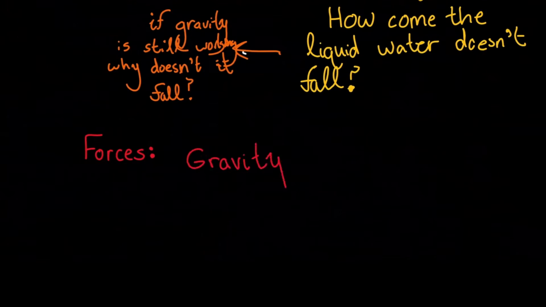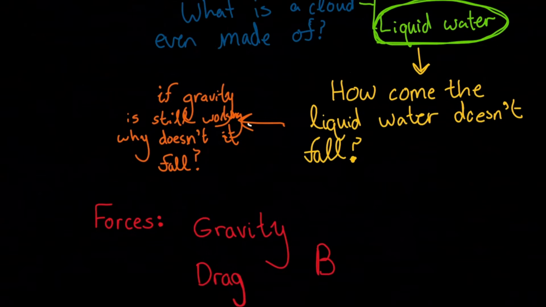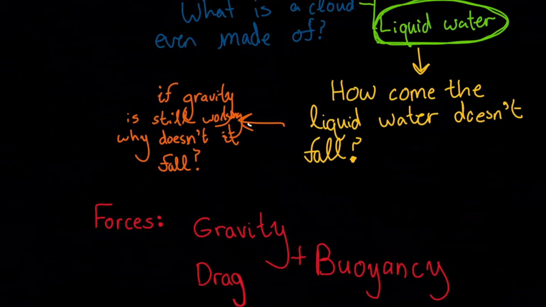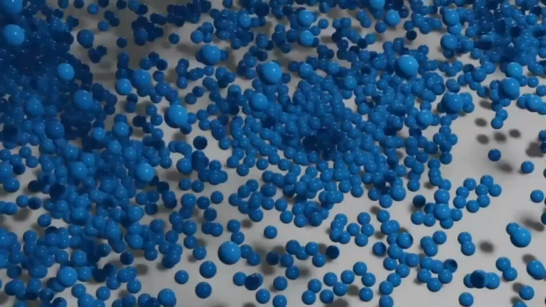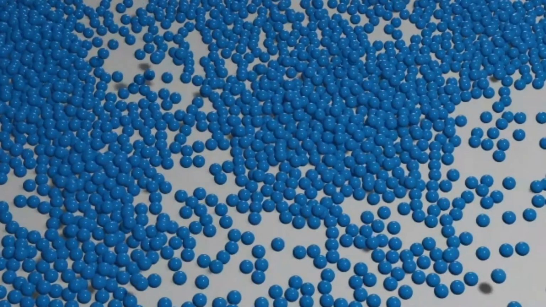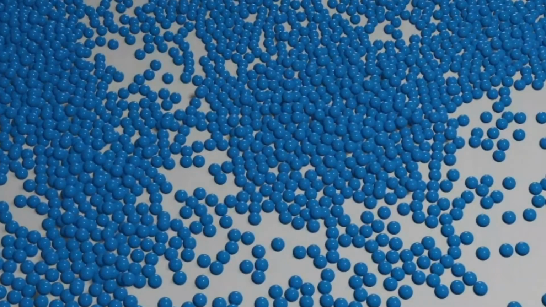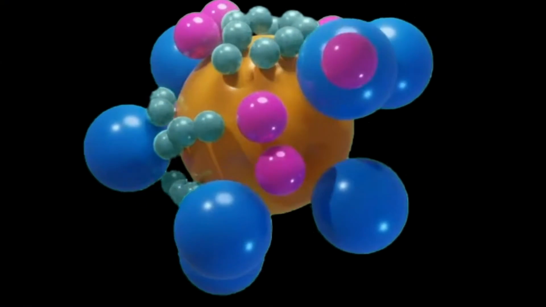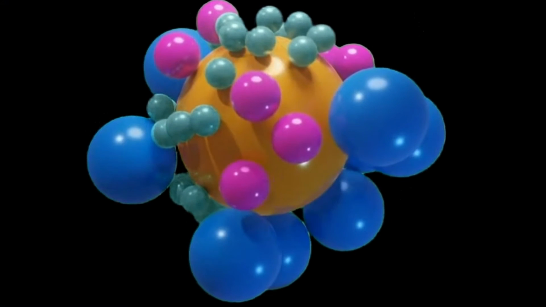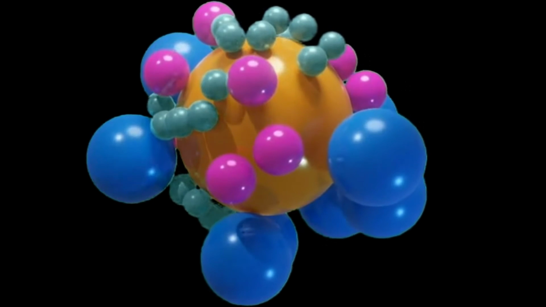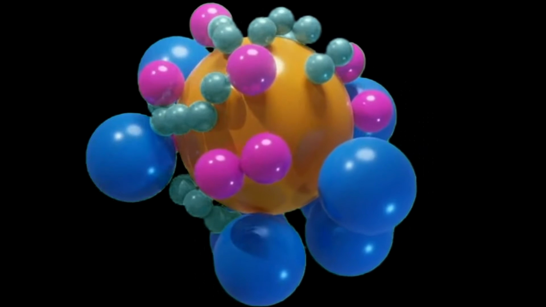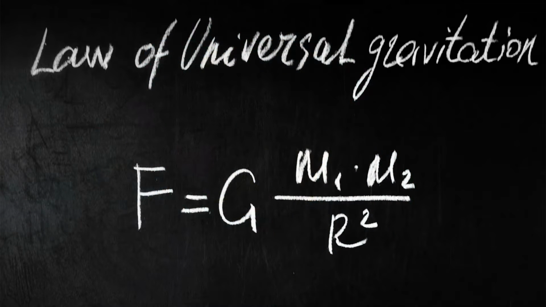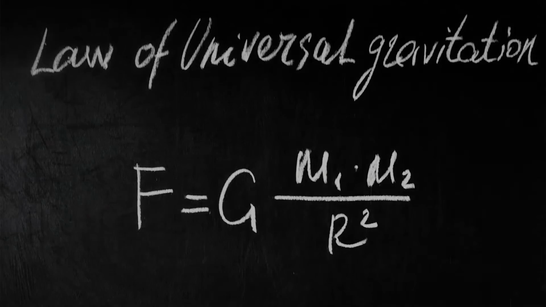To help answer this question, we can look at the forces involved, which are gravity, drag, and buoyancy. We all know what gravity is. Although I can't explain why or how it works, I can explain what it does and can calculate for it. All masses pull towards each other due to gravity, based on Newton's law of universal gravitation, which says that the force of gravity is equal to the universal gravitational constant G, multiplied by the masses of the two objects we are looking at, divided by the distance between them, squared.